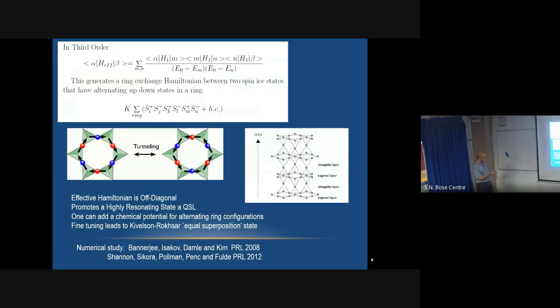Once you know that it's a resonating valence bond state, then you can build a field theory description for this, which was actually done earlier by Leon Balents, Matthew Fisher, and collaborators. Basically, what you end up with is an emergent quantum electrodynamics, without charges. So basically in vacuum.